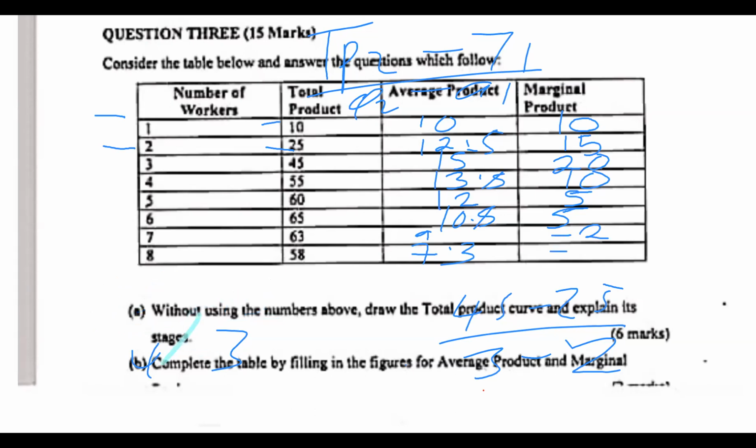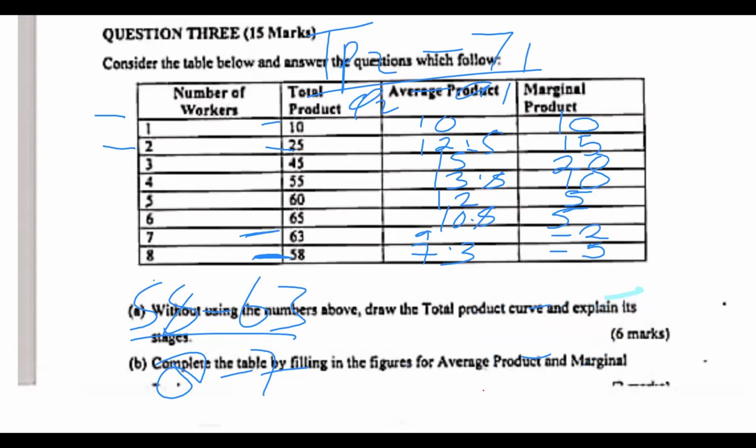68 minus 50, 58. 58 minus 63, like this: total product minus the previous one, over 8 minus 7. 58 minus 63 gives us negative 5. Yes, negative 5. So basically, this is how you deal with these figures.